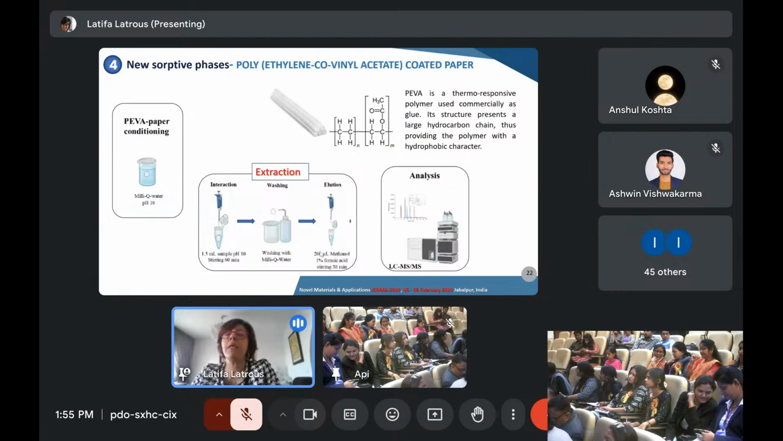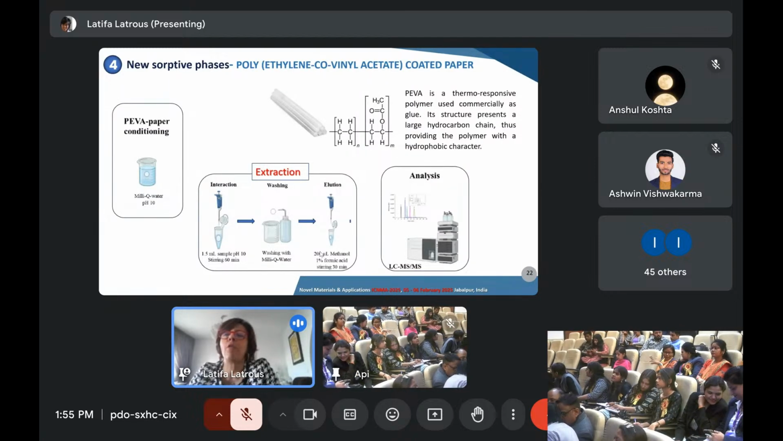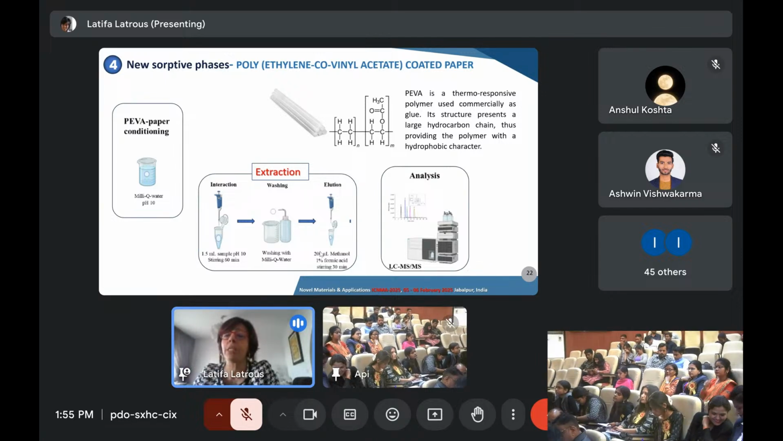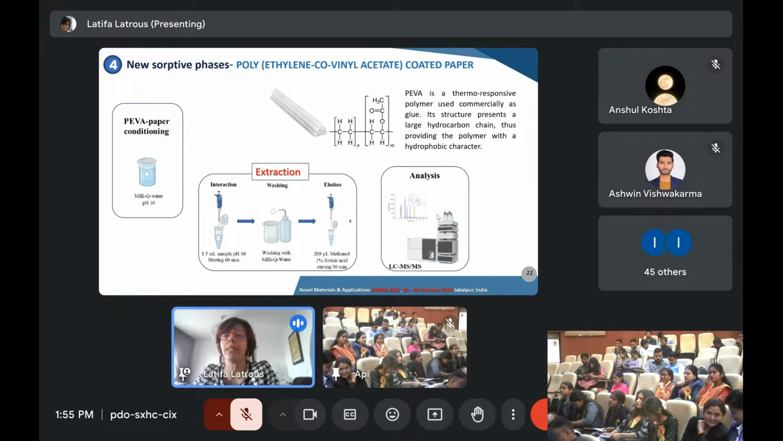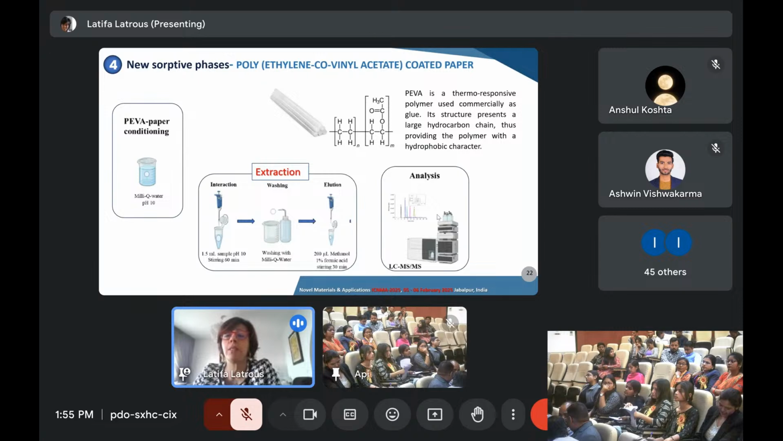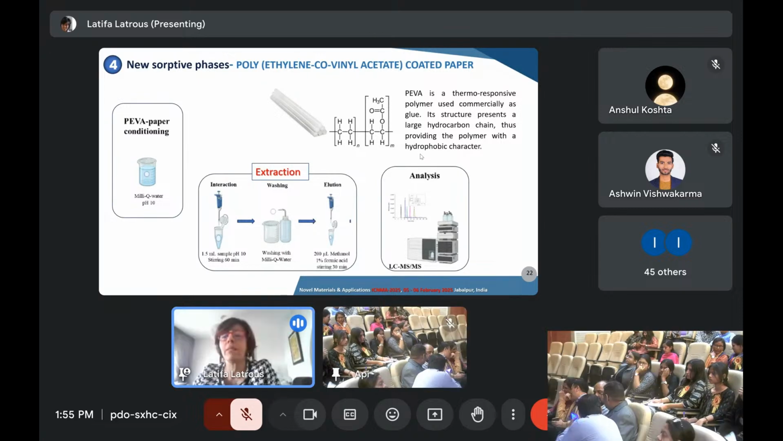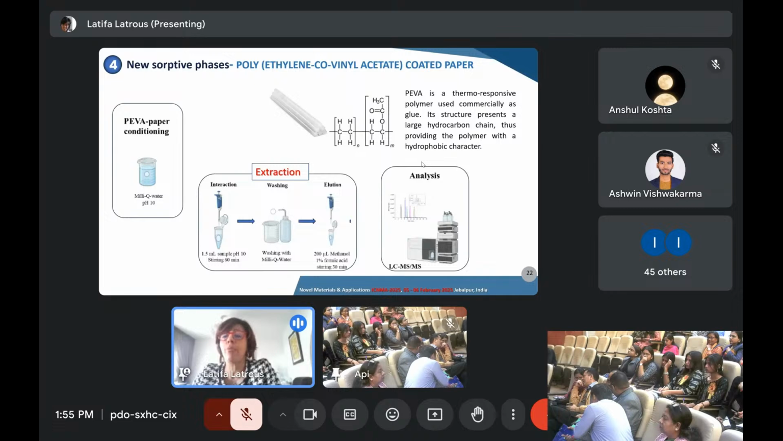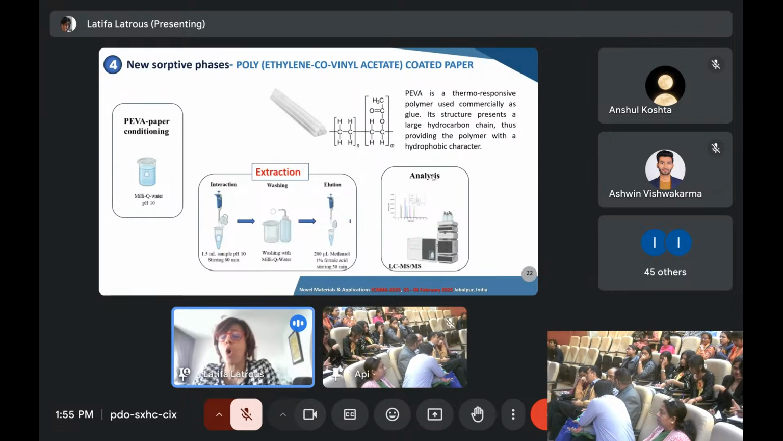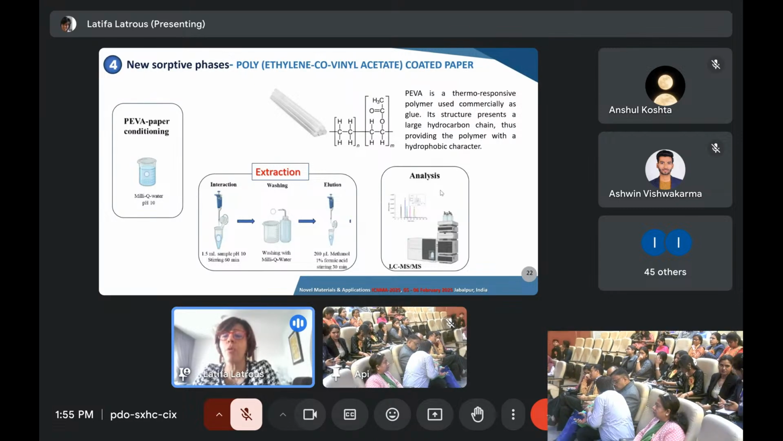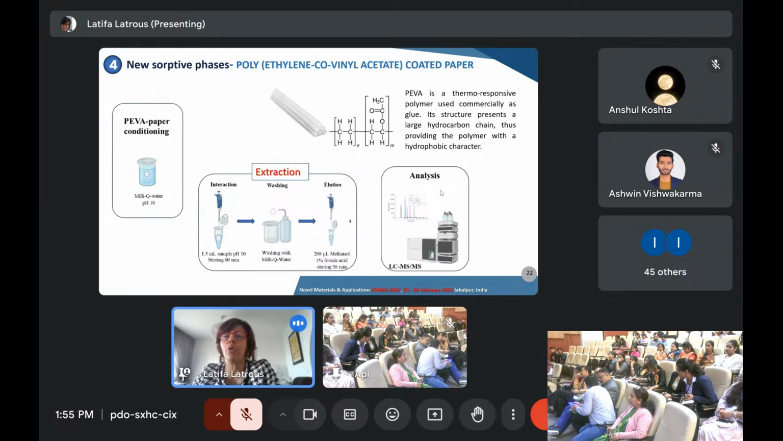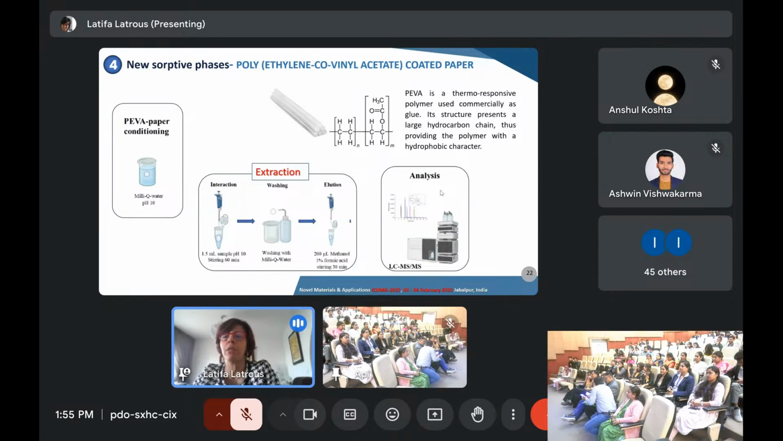Let me proceed with the last part of my presentation. As I just said, using natural materials and residues for synthesizing new sorbent phases is an exciting alternative to make sample preparation greener and more affordable. The combination of both resources in the form of composites tries to provide a new generation of functional materials.